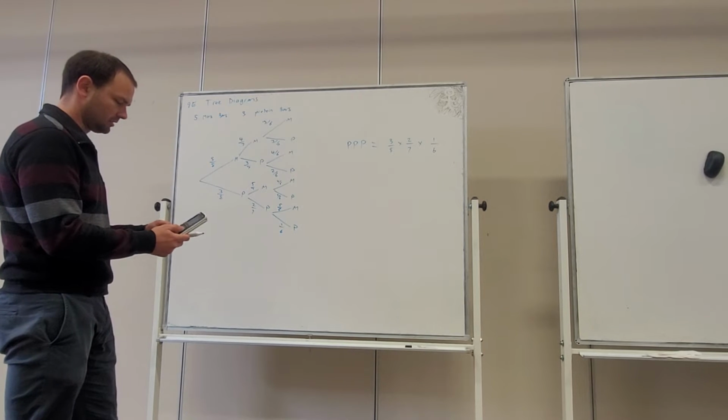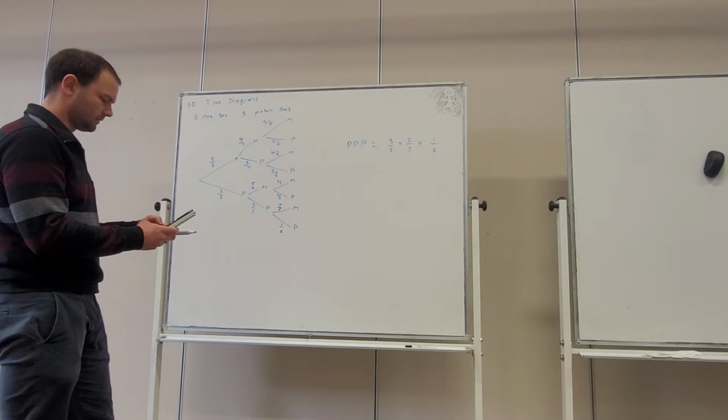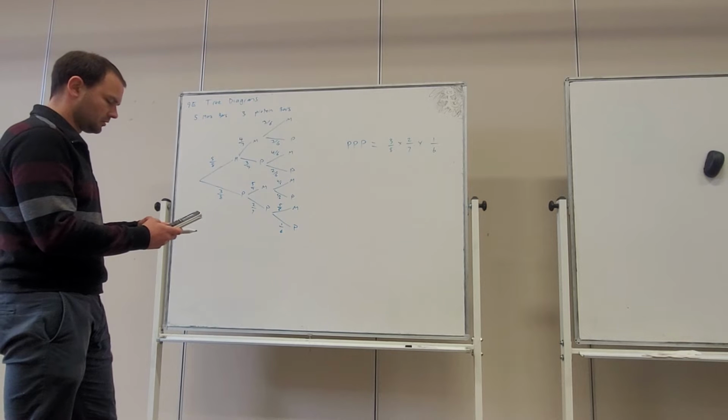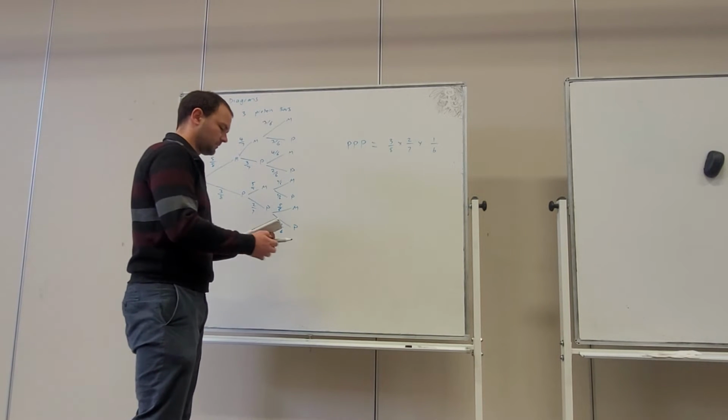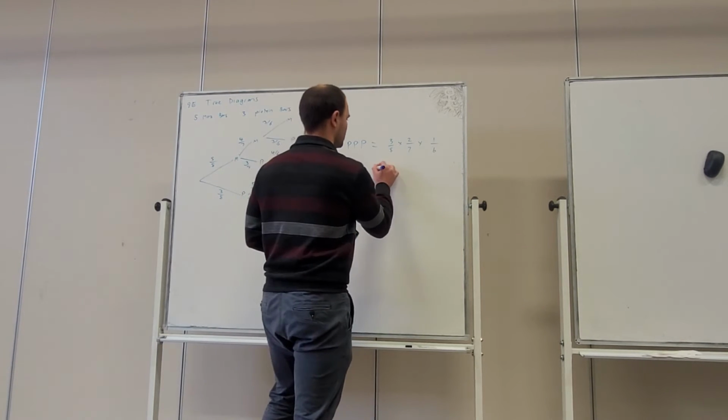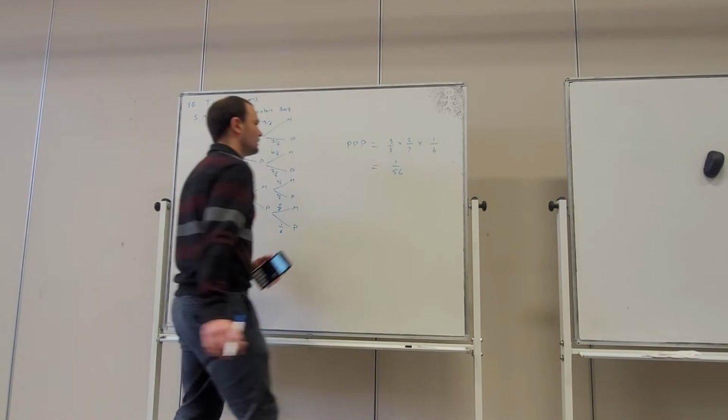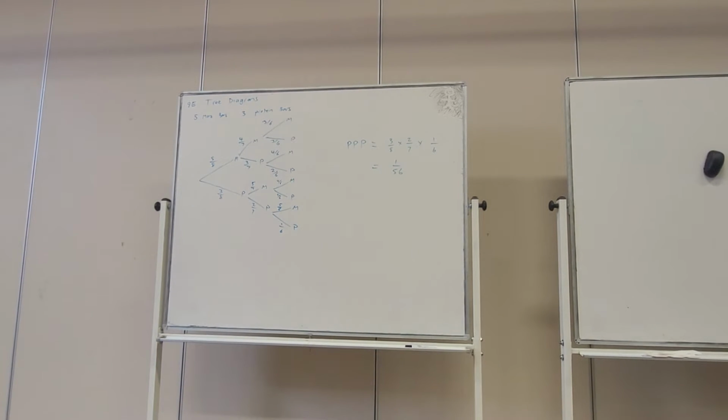Let's check. 3 on 8 times 2 on 7 times 1 on 6. Yeah, 1 on 56 simplifies. So that's the probability of getting 3 protein bars in a row.